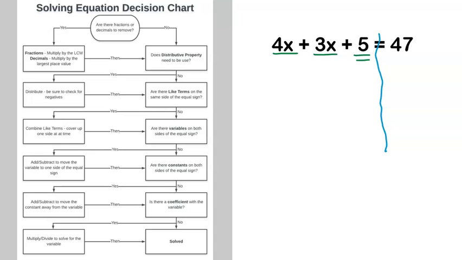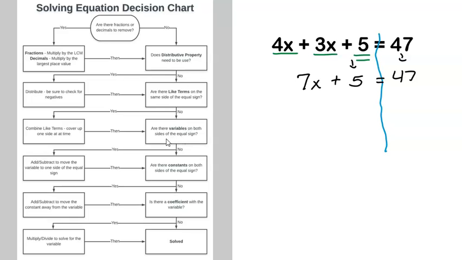So the terms that are the same are 4x plus 3x. So I'm going to just add the 2 coefficients. 4 plus 3 is going to give me 7 and keep the variable x. Then I just bring down the constant 5 because it did not have a like term. And on the right hand side, I'm also going to bring down the 47 because it's the only thing on that right hand side.